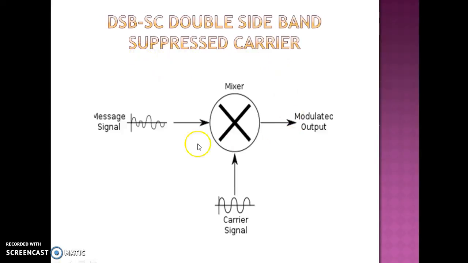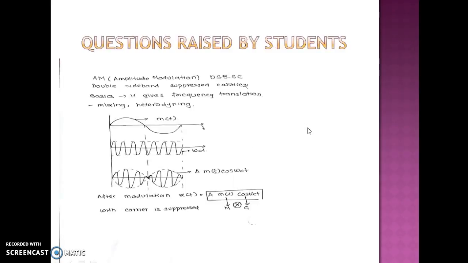Now let's see how we can get the double sideband suppressed carrier. For getting it, we have to use the principle of a multiplier. This multiplication is offered by a mixer. Here we require two signals: one is the message signal and the other is a carrier signal, which are multiplied by a mixer, and after multiplication we are getting a modulated output. In AM, DSB-SC gives frequency translation. The other name for it is mixing or heterodyning.